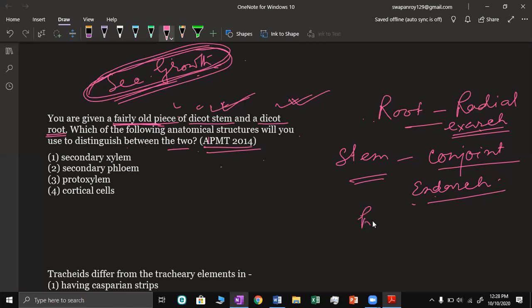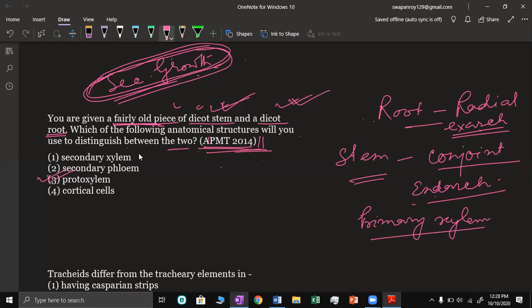These are the primary xylem, is it? Primary xylem has two types, protoxylem and metaxylem. So here it is the position of the protoxylem that will help us to determine or identify the root and stem. So here, the answer is our protoxylem.